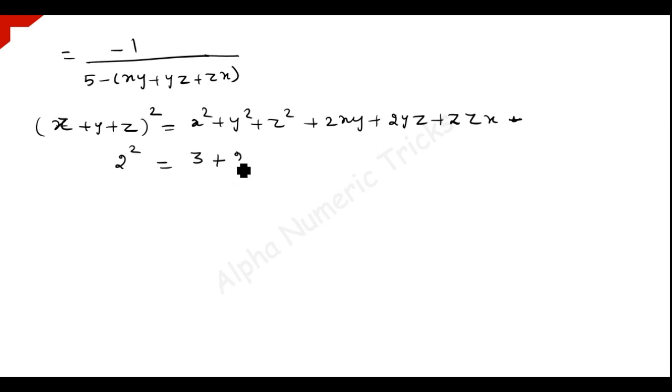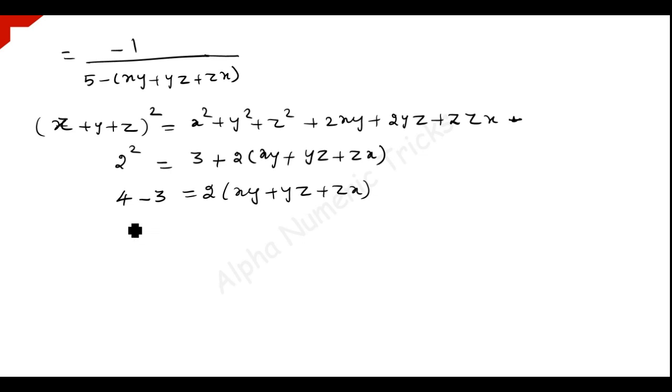Here you have plus 2 times xy. 2 is common now, so take it outside. So xy plus yz plus zx. Okay, so here 2 squared is 4, and take my number 3, 4 minus 3 is equal to 2 times xy plus yz plus zx. Or you have 4 minus 3 is 1, and take this 2 also here. This is equal to xy plus yz plus zx. So this value is equal to half. So we try to substitute here.